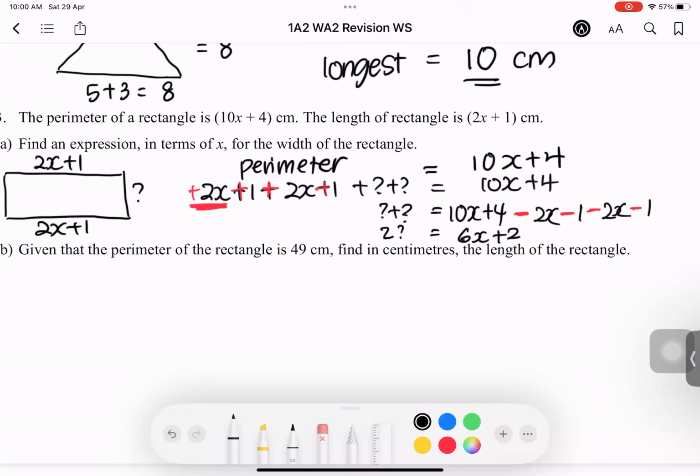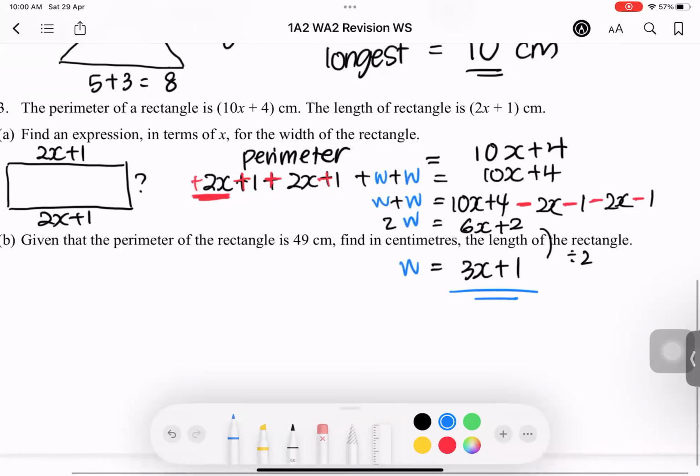Then how to get rid of 2? I only want one side of the width. I divide by 2. Yes, so 6 divided by 2 becomes 3x plus 1. Okay, so in this case, the width, I will replace this one by the letter W. Okay, I'll call it the width, right? 2W. So the width is given by this answer. Then after that, you go and solve.